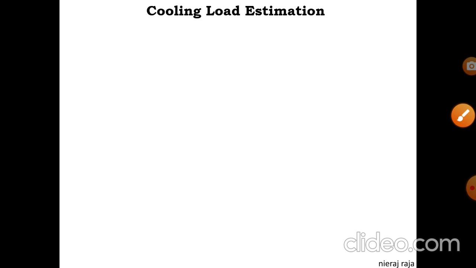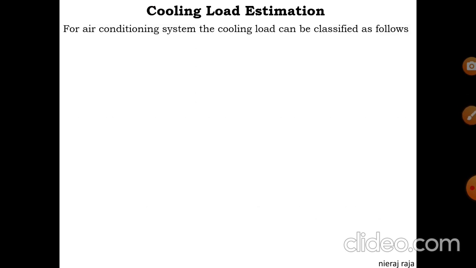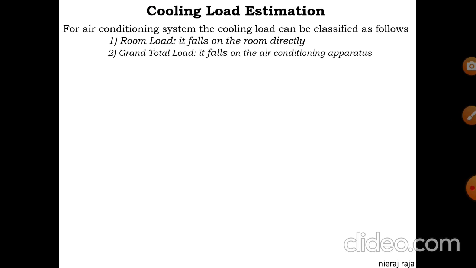Now we'll go for the cooling load estimation. Cooling load estimation we will have in two different ways. One is the room load, which falls directly on your room, or it could be the grand total load, which falls on your air conditioning apparatus, the air conditioning equipment. Room load deals with your room and different sources of heat, and grand total load is nothing but the load that acts on your air conditioning apparatus.